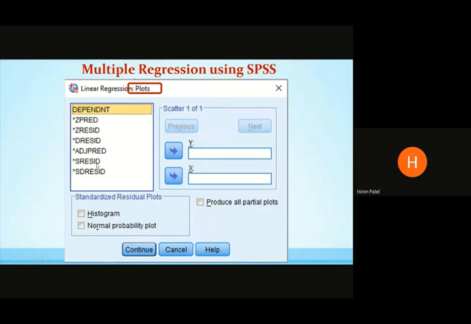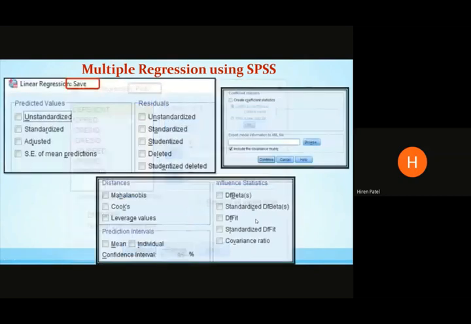This is the studentized residual value, and this is the studentized deleted residual values. Again, I'm not going into the detail of each of these because of time limits. And you can plot the histogram, normal probability curve, as well as all partial plots, if you wish, and tick mark any of the relevant ones, and please click on continue to plot those things.